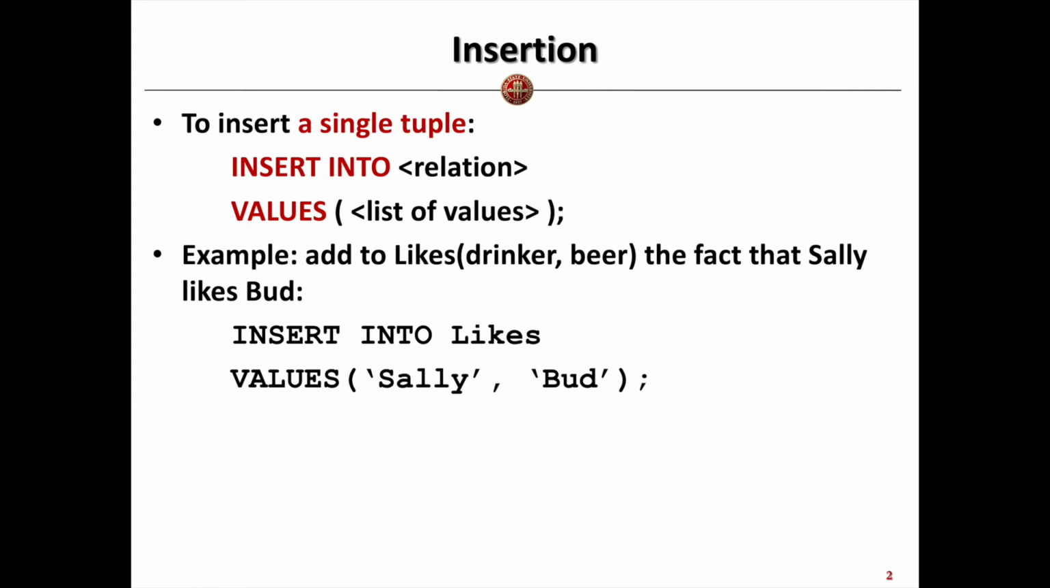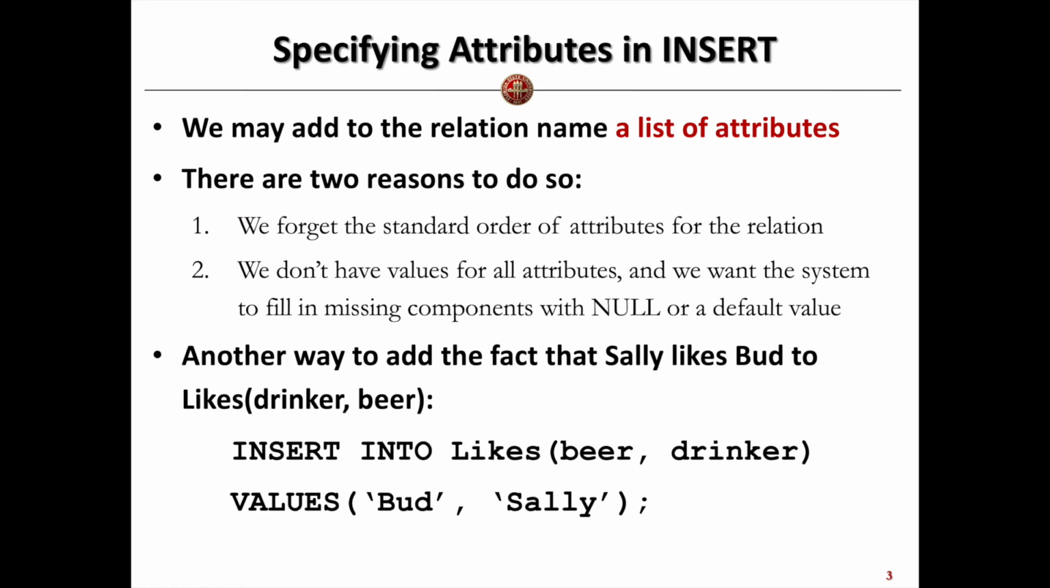If we do the insertion in this way, by default we will assume Sammy corresponds to drinker and Bud corresponds to beer, right? And sometimes, if we have so many different attributes and we just insert a number of them, and we plan to specify the attributes in the insertion, we can do so. We also covered this before. We may add to the relation name a list of attribute names. In this way, we can specify which attributes the values to be inserted correspond to.